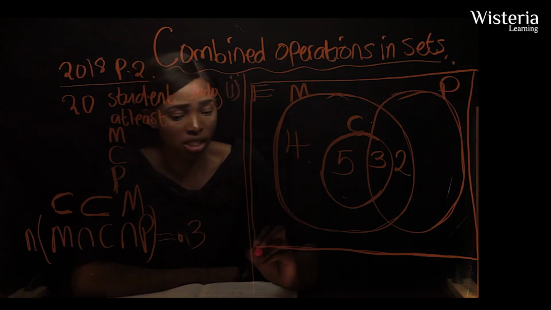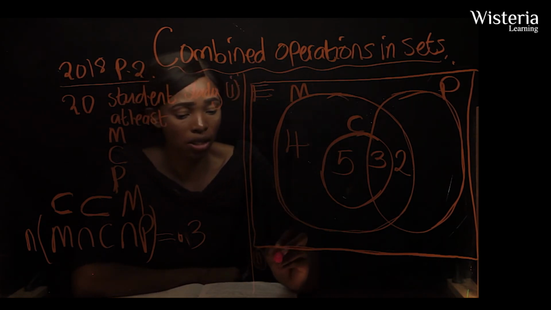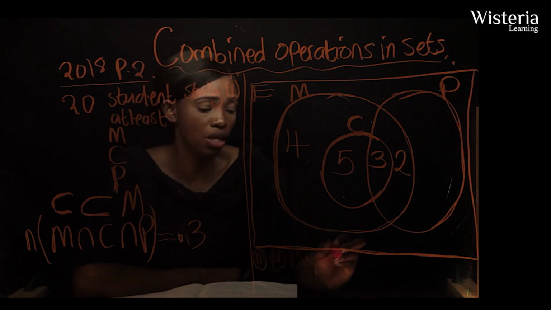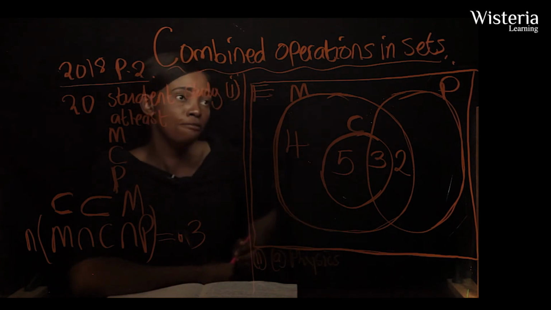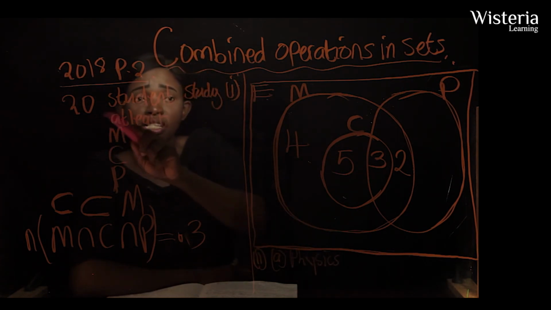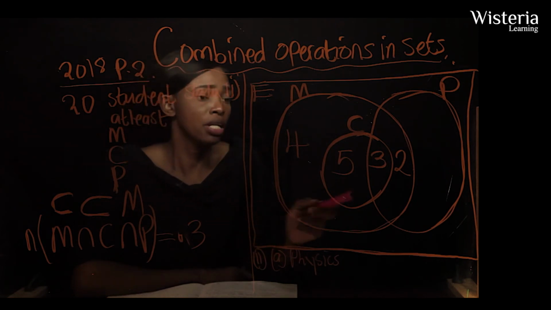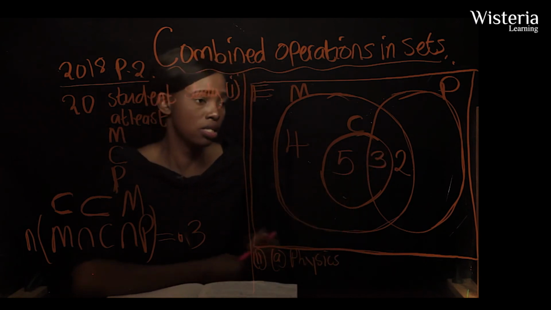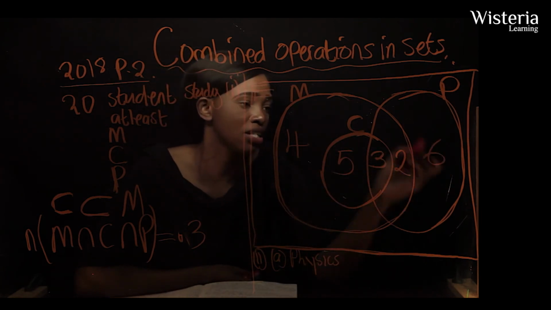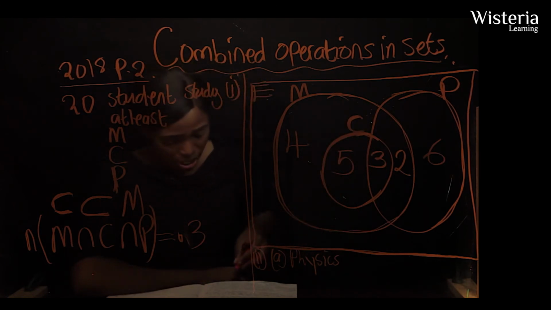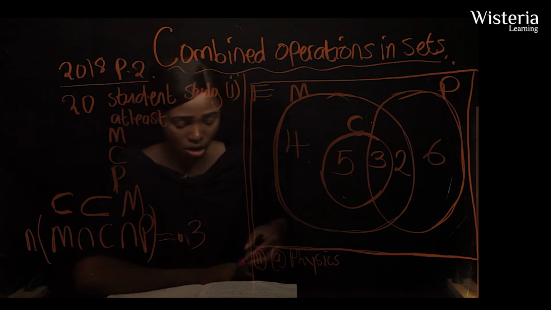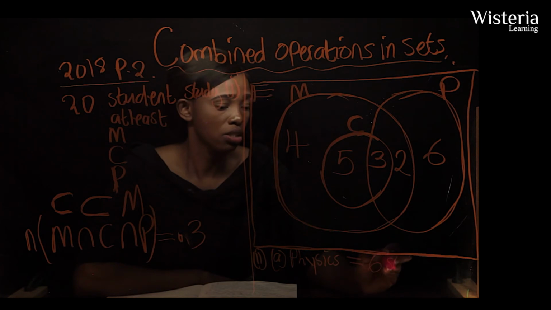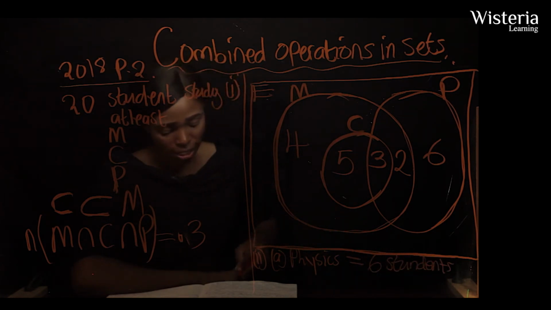Then, how many students study physics only? Physics only. Those for physics, for P. So if you check what we have here, we are told that 20 students study at least. So meaning here we have 14. And what we are remaining with to make up 20 is 6. So meaning these 6 are the ones that study physics. We put them that side. So for physics only, we have 6 students. 6 students, they study physics only.